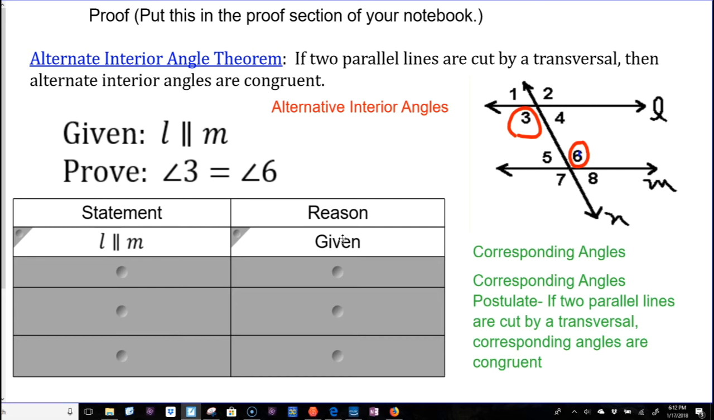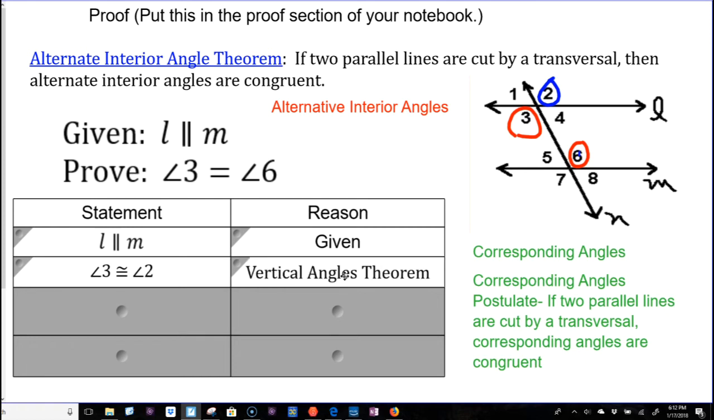We are starting with angle 3 and we want to get to angle 6. Now I don't have any way to directly jump to those yet, but if I'm thinking back to that vertical angle congruence theorem, that would tell me that 3 and 2 would be the same angle. So I'm going to see if that's going to help us go through this proof. I'm going to say that angle 3 and angle 2 are going to be congruent because of the vertical angles theorem.